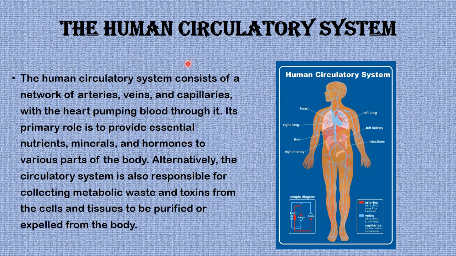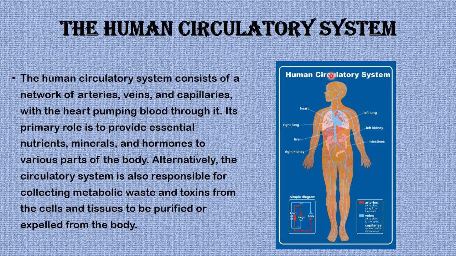Now, what is the human circulatory system? The human circulatory system consists of a network of arteries and veins and capillaries, with the heart pumping blood through it. Its primary role is to provide essential nutrients, minerals, and hormones to various parts of the body. Alternatively, the circulatory system is also responsible for collecting metabolic waste and toxins from the cells and tissues to be purified or expelled from the body.